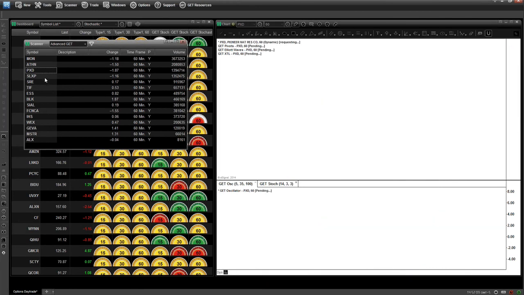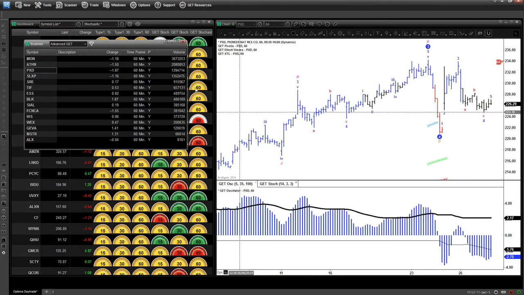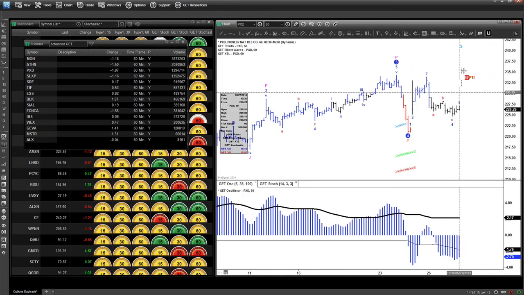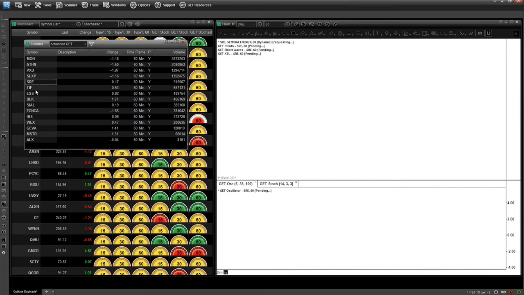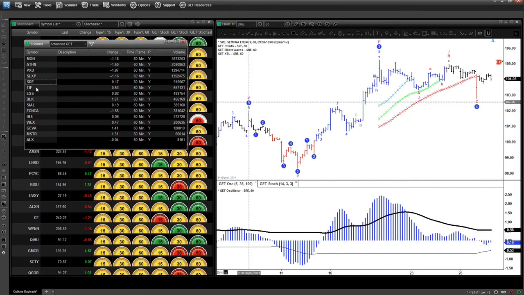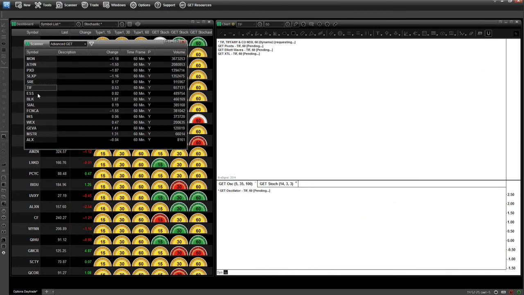PXD. All right, PXD. This is a Pioneer National Resource. We're in a wave 4. We've got a potential to move up to about 240 bucks. SRE. Okay, right there. That's kind of violated the red channel, so we'll just skip that one and look on. All right, let's see.